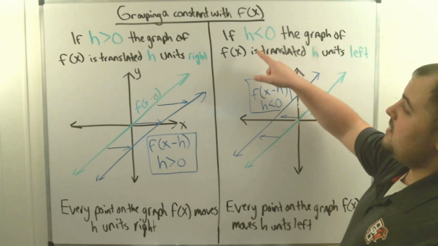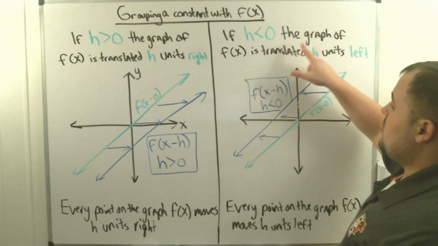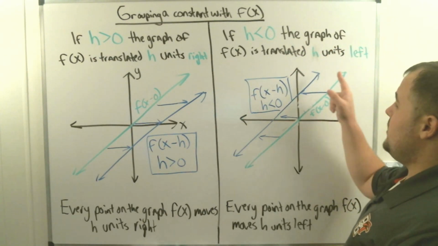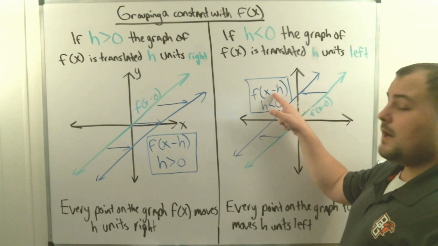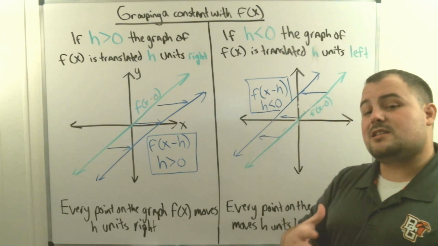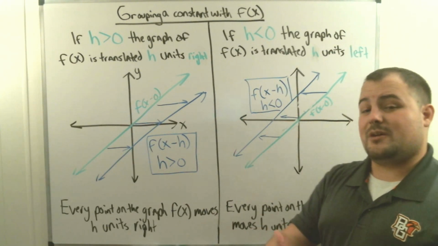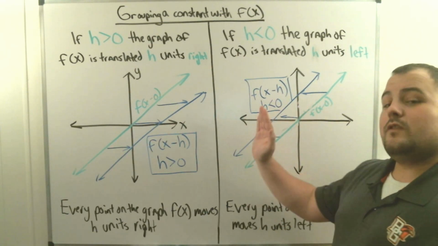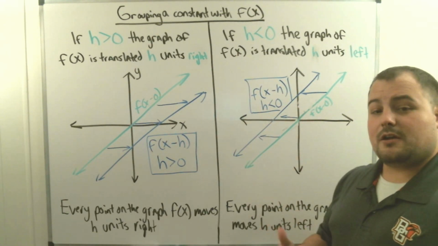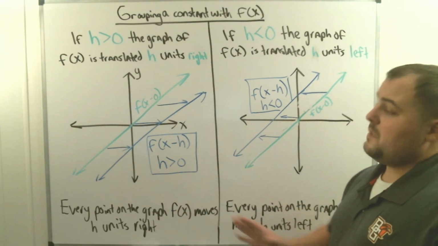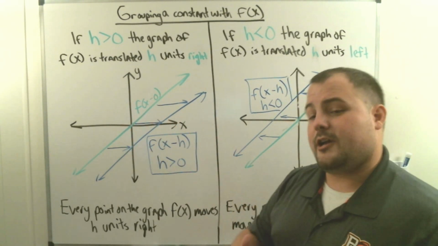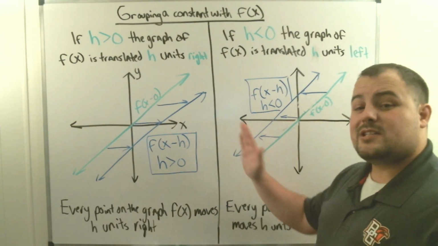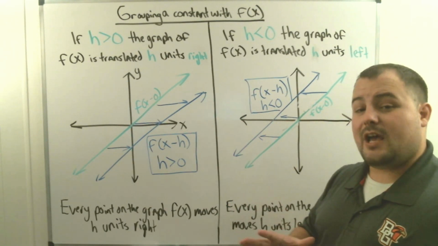This one says if that number is less than 0, the graph of f of x is translated 8 units left. So if it says x minus a number that's less than 0, so minus like a negative number, then that graph would move left by whatever number's in there. So think about this. This one is minus a positive number, moves the graph right. This one is minus a negative number, moves the graph left.